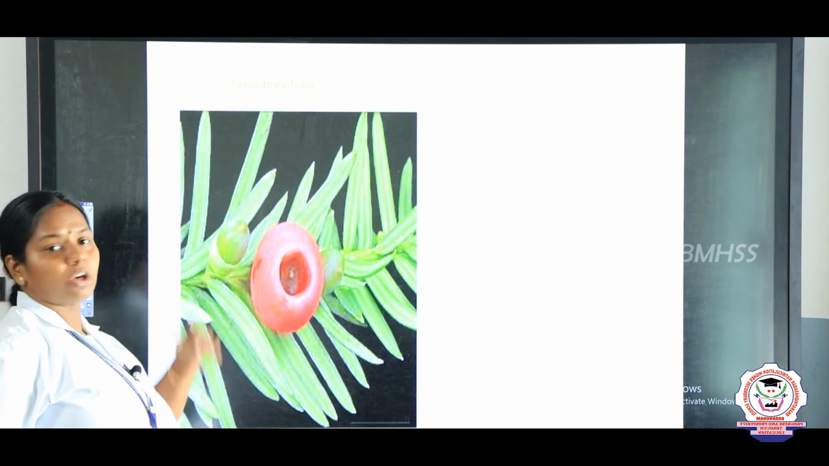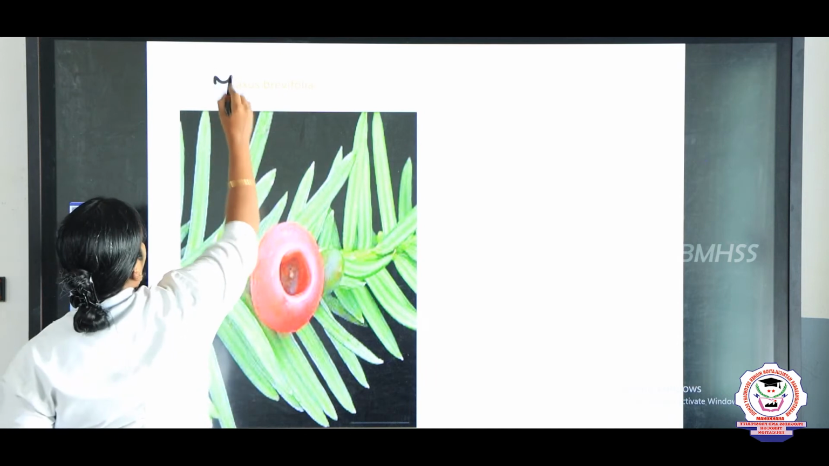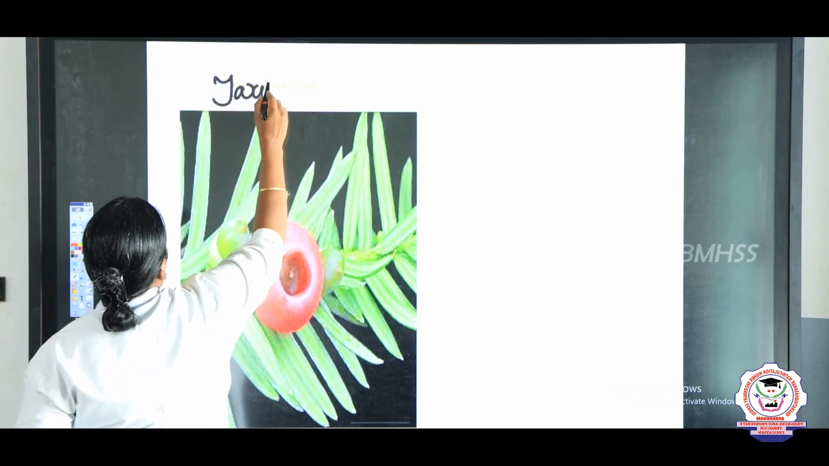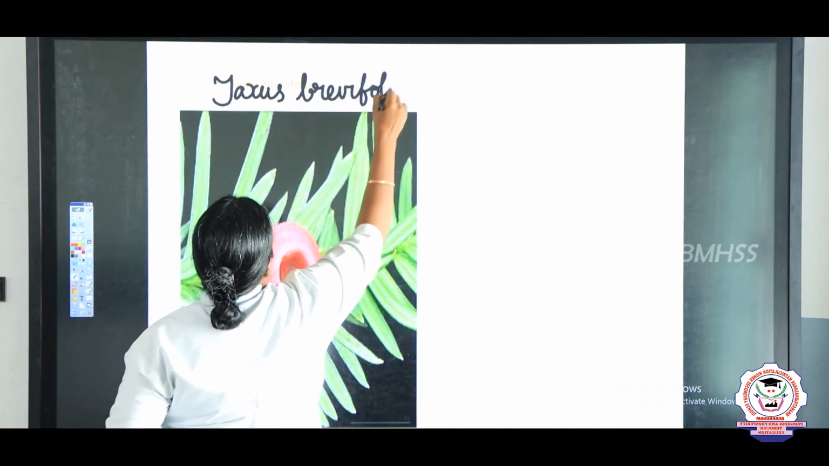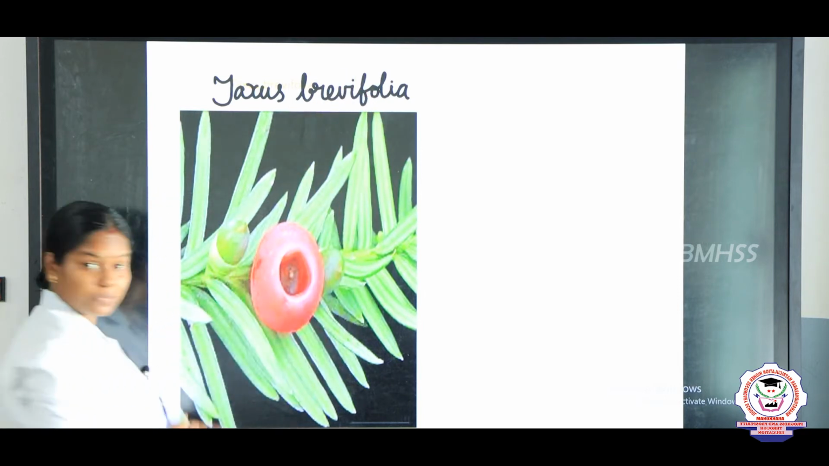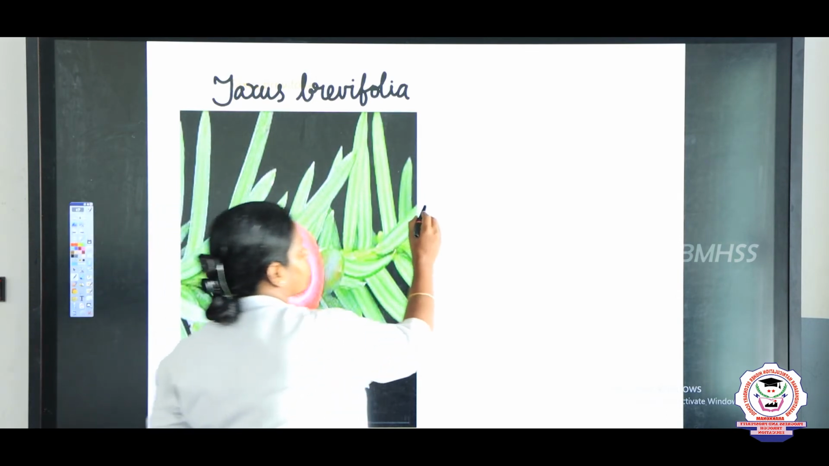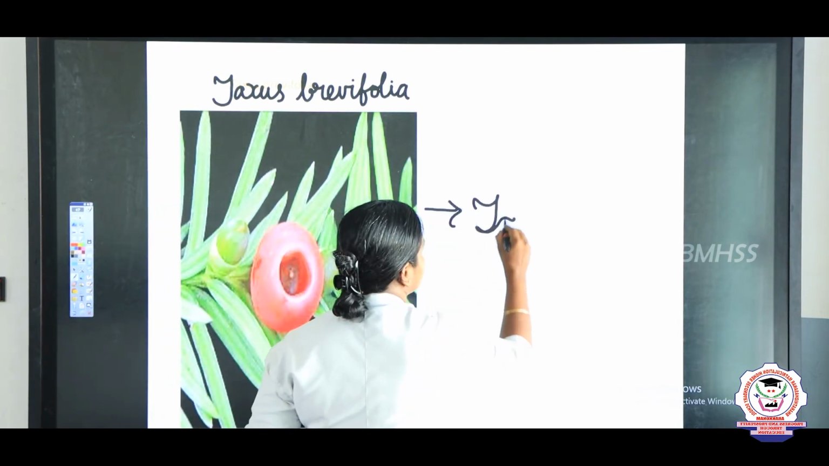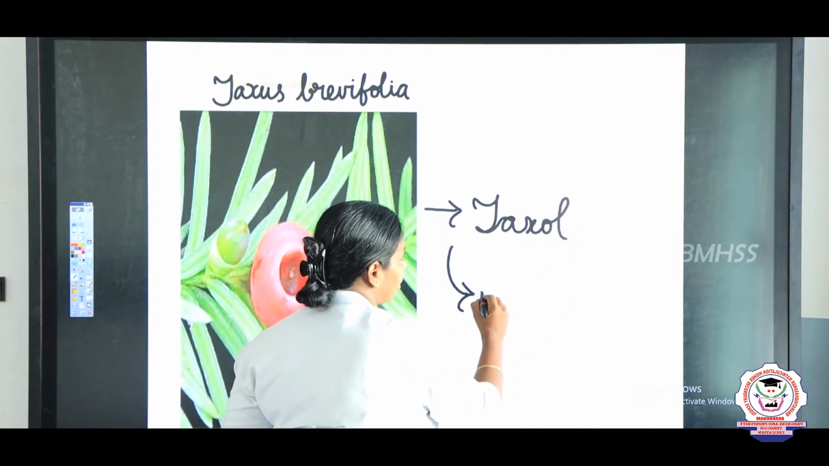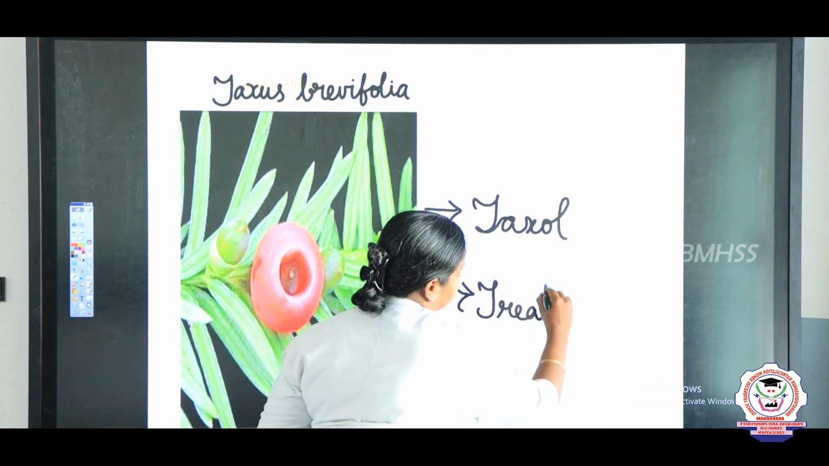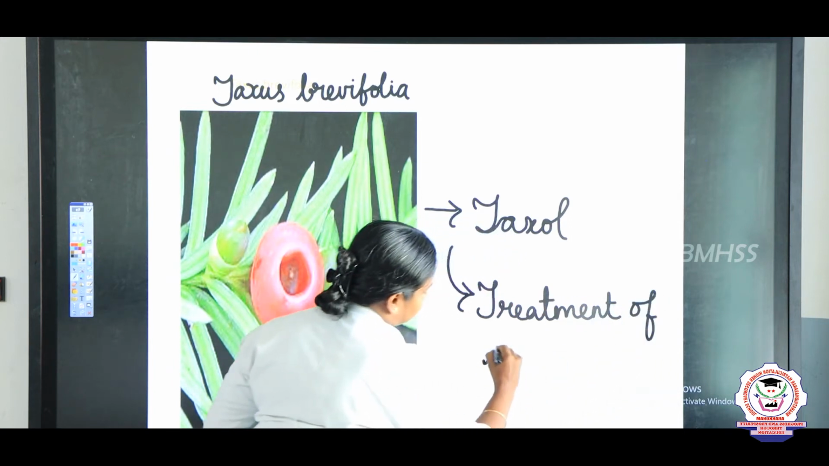The next economic importance is about the Taxus, whose full name is Taxus brevifolia. It is very attractive, no, children. And what is obtained from this? A substance called taxol. Taxol is obtained from this plant. What is the use of taxol? Taxol is used in the treatment of cancer.